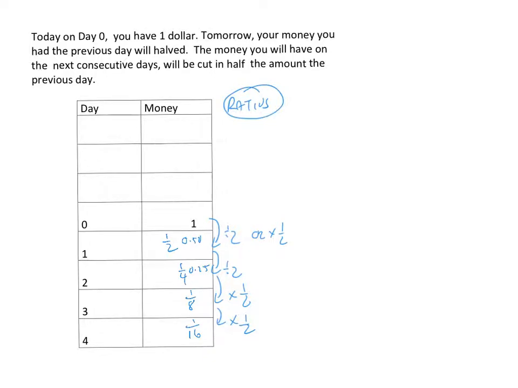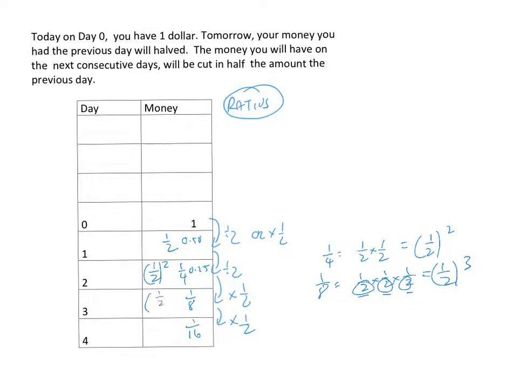Now, how is this related to exponents? I'll put here on the side, 1 over 4 is the same thing as 1 over 2 times 1 over 2. In other words, it's the same thing as 1 over 2 to the power of 2, so one half squared. Now what's 1 over 8 the same thing as? It's 1 over 2 times 1 over 2 times 1 over 2, because when you multiply fractions, you multiply the denominators 3 times. In this case, it'll be 1 over 2 to the power of 3, because we're multiplying the same half 3 times. And the same thing, 1 over 2 to the power of 4.